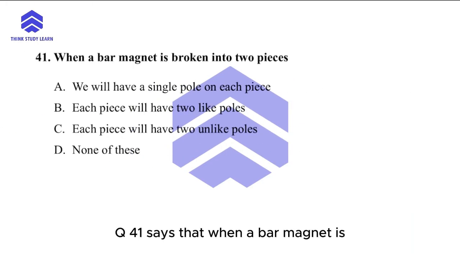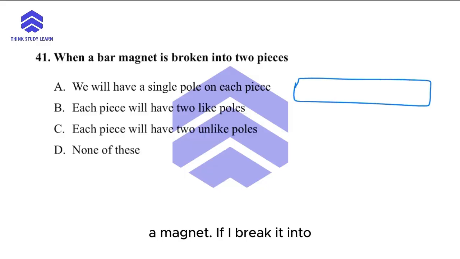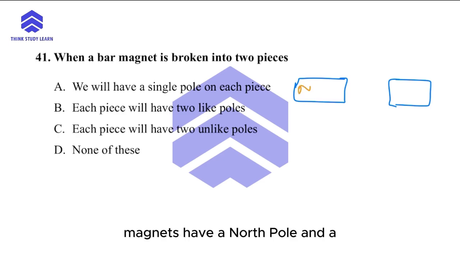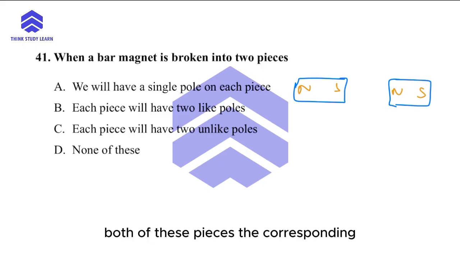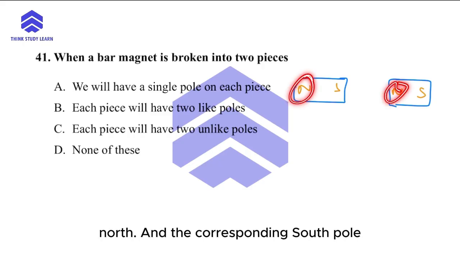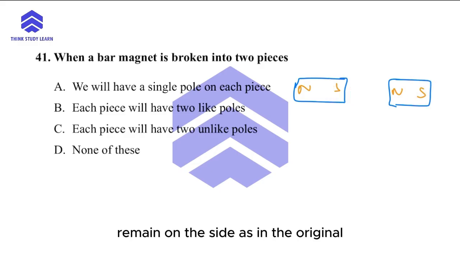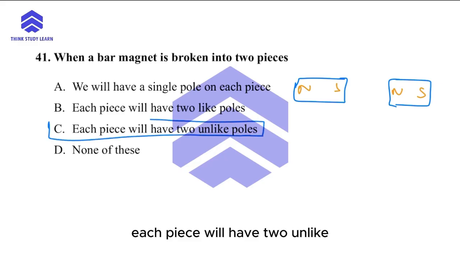Question 41 says, when a bar magnet is broken into two pieces. When we break a magnet into two, both act as magnets. For example, here I have a magnet. If I break it into two parts, both of these magnets have a north pole and a south pole. And you can see that in both of these pieces, the corresponding north and south poles remain on the same side as in the original magnet. Hence, we can say that each piece will have two unlike poles.